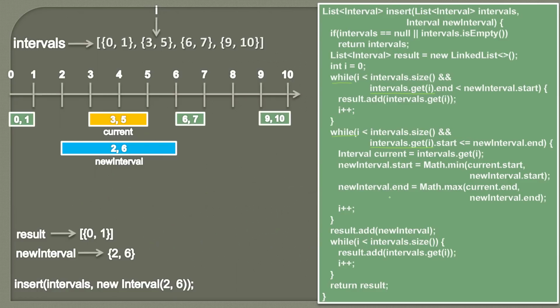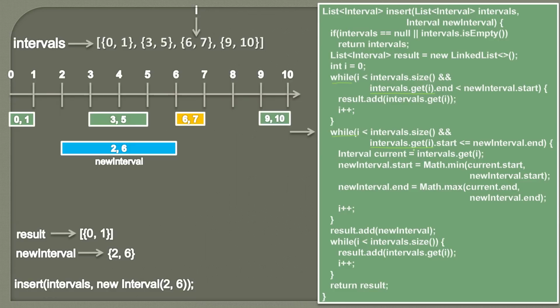Moving ahead. Now we are done with this interval also. So we'll increment I. I reaches 6, 7. So here I is less than intervals.size. Now here if we do intervals.get(I), we get 6, 7.